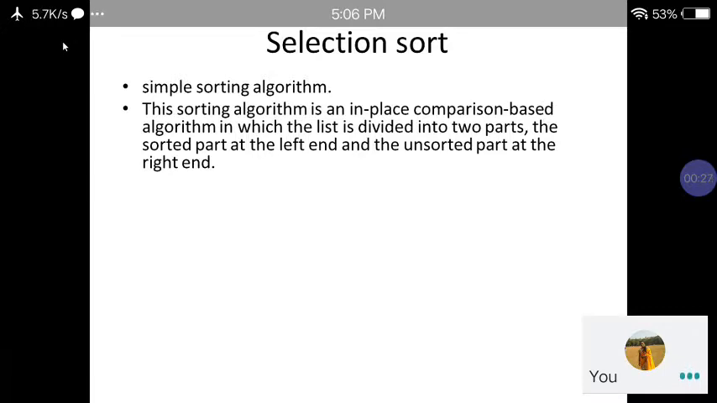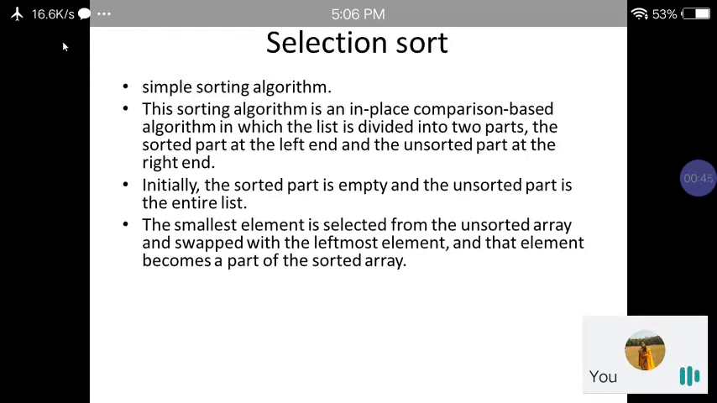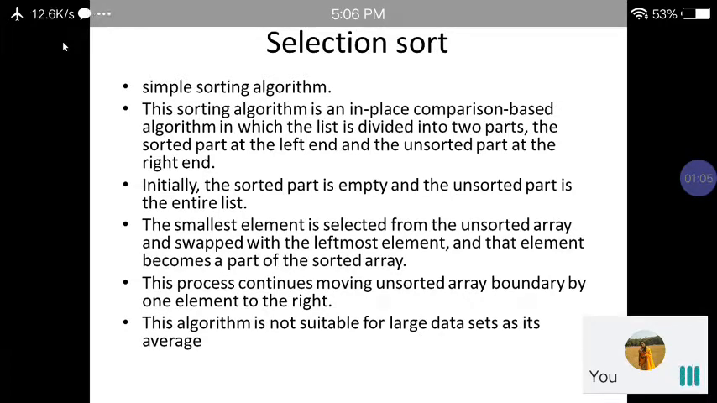In this algorithm, the list is divided into two parts. The sorted part will be kept at the left end and the unsorted part will be kept at the right end. Initially, the sorted part is empty and the unsorted part is the entire list. The smallest element is selected from the unsorted array and swapped with the leftmost element, and that element becomes a part of the sorted array. This process continues, moving the unsorted array boundary by one element to the right. This algorithm is not suitable for large datasets as its average complexity is high.